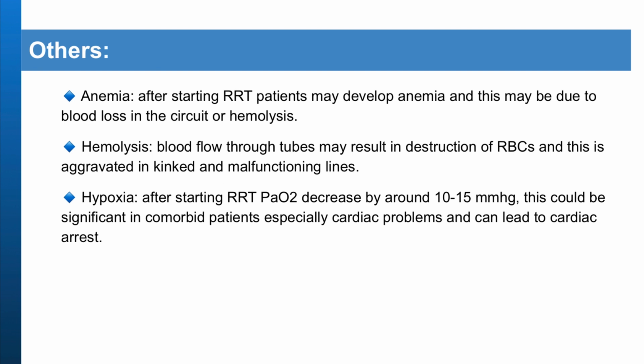Other uncommon complications that happen in CRRT include anemia, as there is blood loss in the circuit, and this may result in anemia. Hemolysis also can happen as blood is running through the extracorporeal circuit, and there are shearing forces on RBCs, and this can result in hemolysis. There is hypoxia also after starting renal replacement therapy. There is a decrease in PaO2 by around 10 to 15 millimeters of mercury, and this can be significant only in patients with multiple comorbidities and patients in shock states.